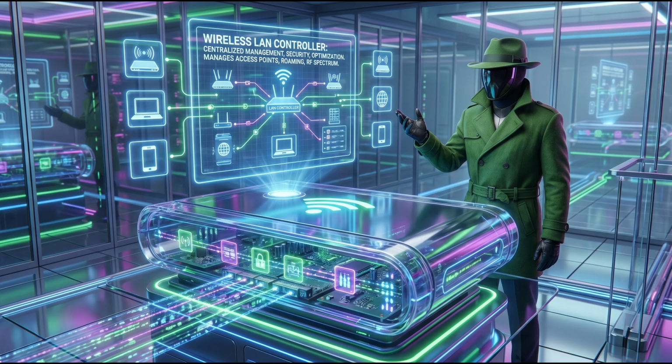Rogue AP detection, an unauthorized AP on your floor. The WLC sees the RF environment and flags what shouldn't be there anymore. It can contain the rogue by sending deauth frames across the air. A wireless intrusion prevention system, WIPS, handles that affair.